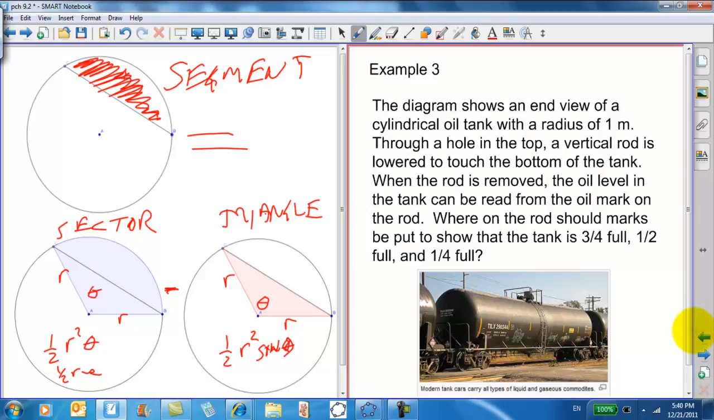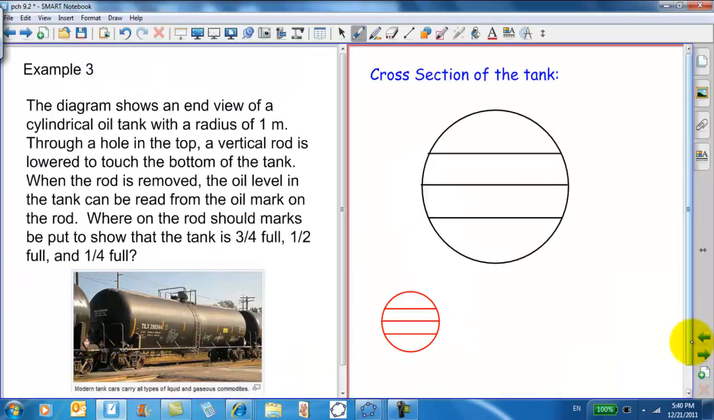The diagram shows an end view of a cylindrical oil tank with a radius of 1 meter. Through a hole in the top, a vertical rod is put down in here. And when the rod is moved, the oil level in the tank can be read from the oil mark on the rod. Where on the rod should marks be put to show the tank is 3/4 full, 1/2 full, and 1/4 full?